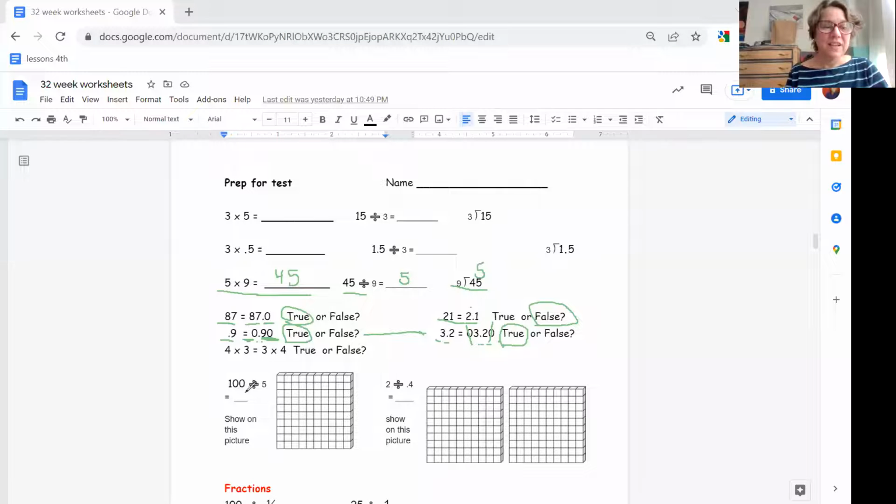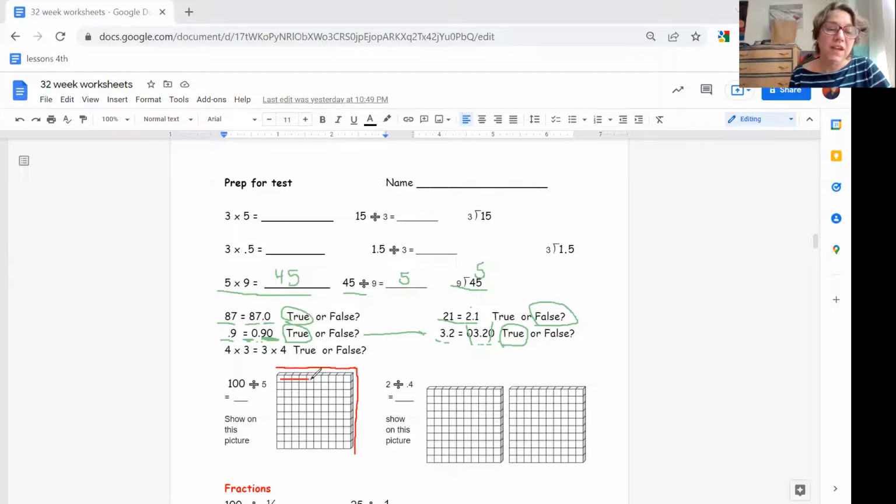All right, 100 divided by 5. This is 100. There's 10 here and 10 here. 10 times 10 is 100. It is 100. This is 100 divided by 5. I want to put it into 5 groups, or I want to show 5. So easy, 2 ways to do it.